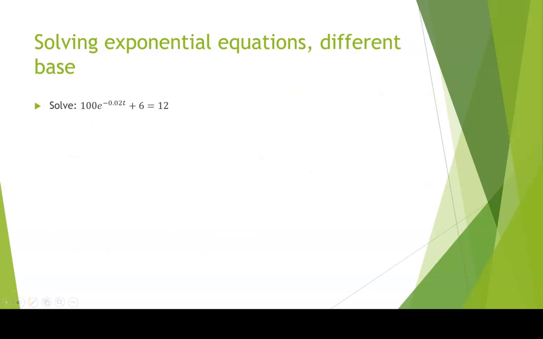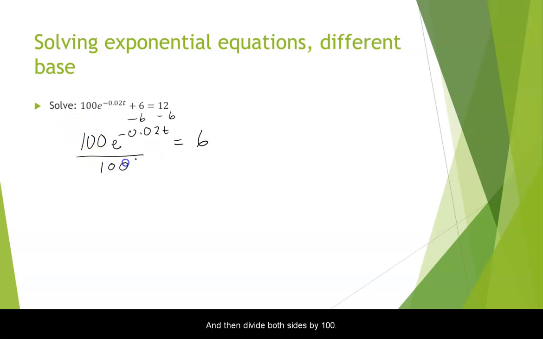One last problem. Solve 100 times e to the negative 0.02t plus 6 equals 12. Isolate the exponential term first. So I want to get that e to that power alone. I see right now it's multiplied by 100 and 6 is added to it. So I want to undo both of those things. I'll start by subtracting 6 on both sides and then divide both sides by 100. E to the negative 0.02t power equals 0.06.